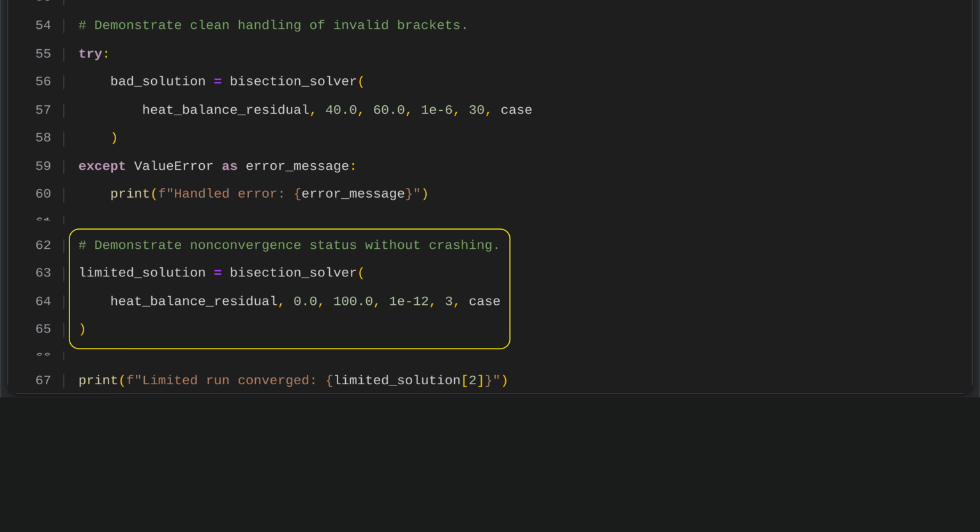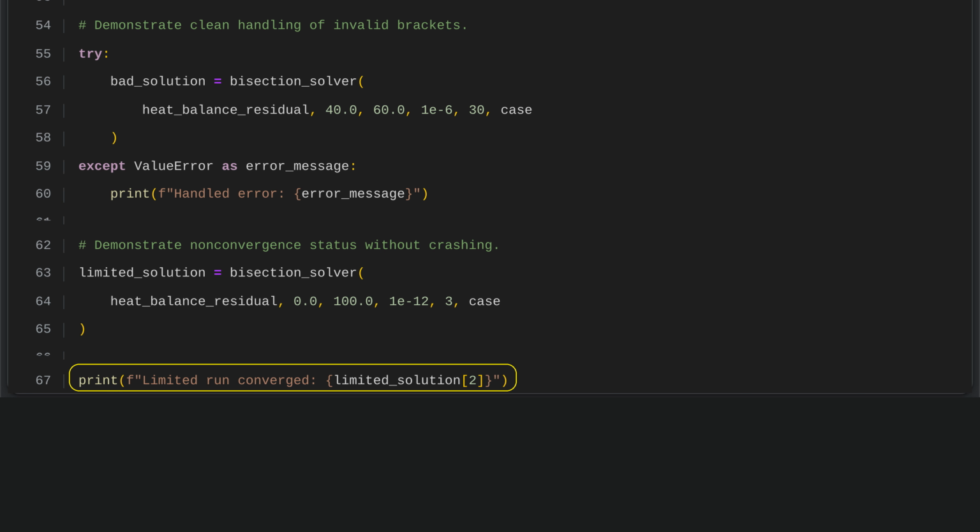This example tests how the bisection solver behaves when it cannot converge within strict limits. It uses the heat balance residual as the target, a starting range from 0 to 100, a very small tolerance, and only 3 allowed iterations. The goal is to confirm that the solver reports non-convergence clearly instead of crashing.